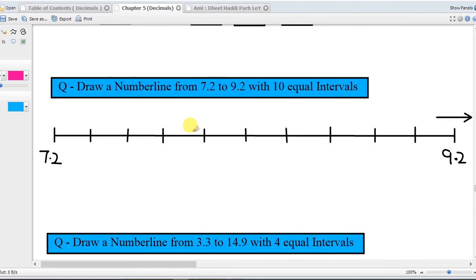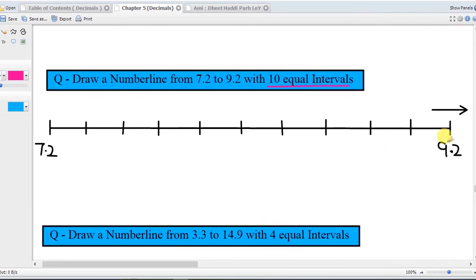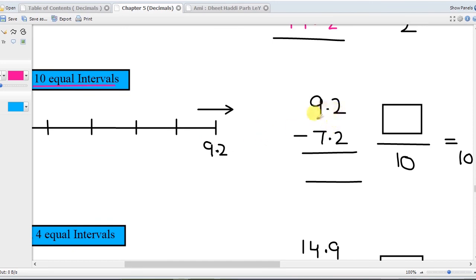Okay, moving on to the next question. Draw a number line from 7.2 to 9.2 with 10 equal intervals. Now in this case, this is our hint, we have to make 10 equal intervals. So in that case, I'm going to simply take away these two numbers, 9.2 and 7.2, in order to find out.